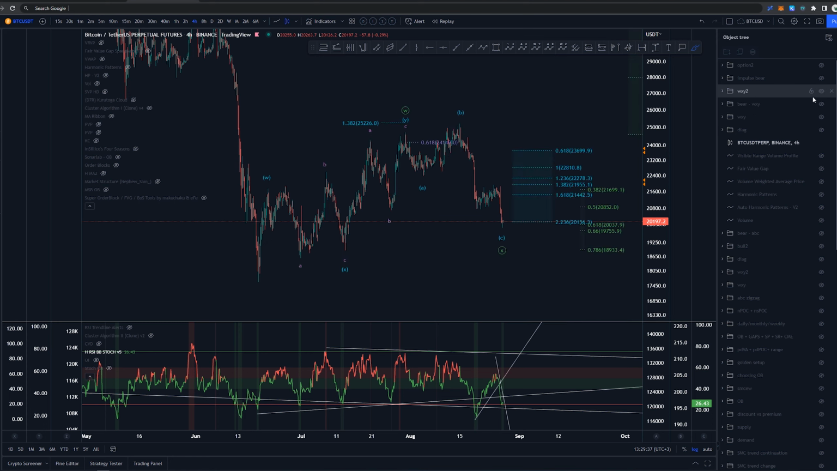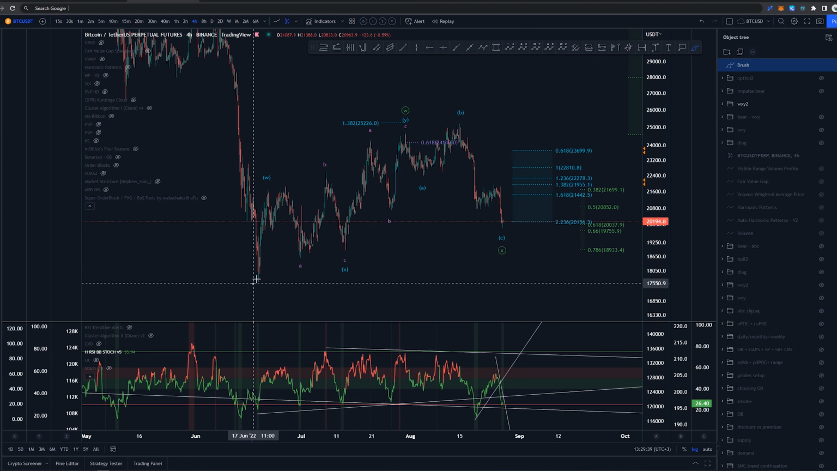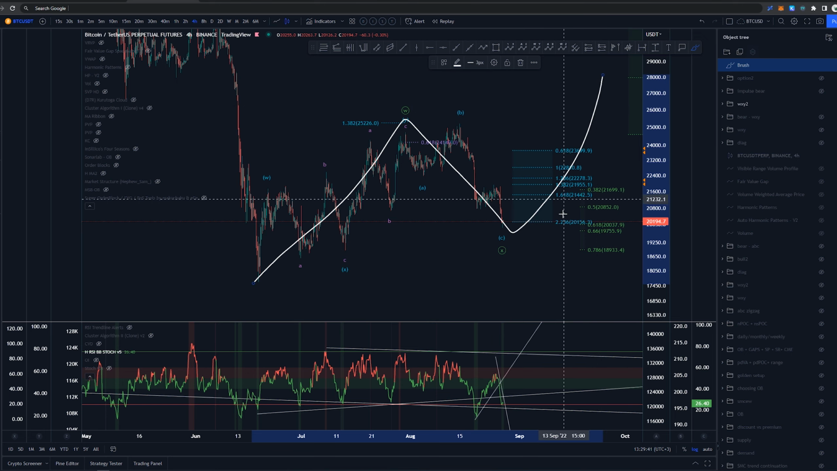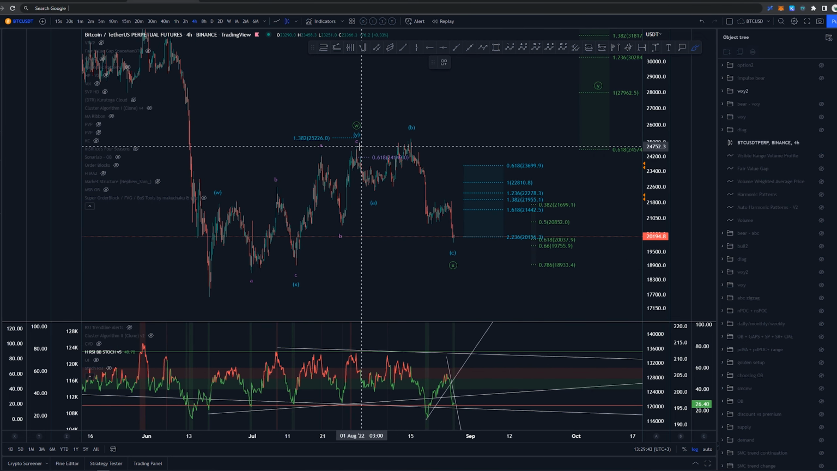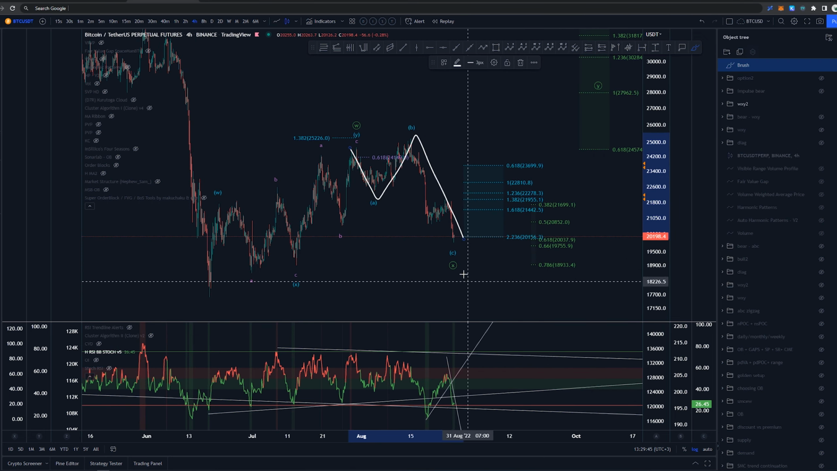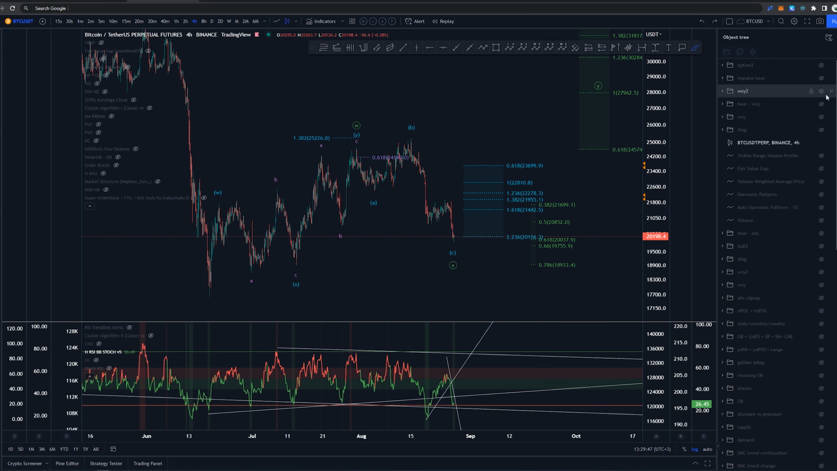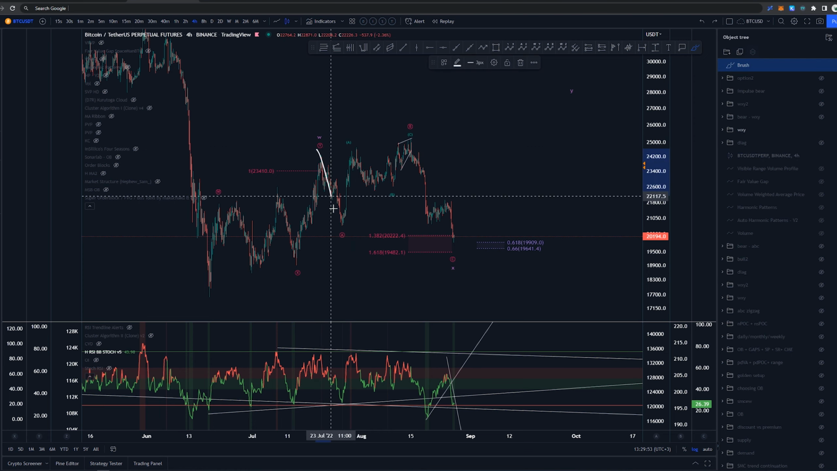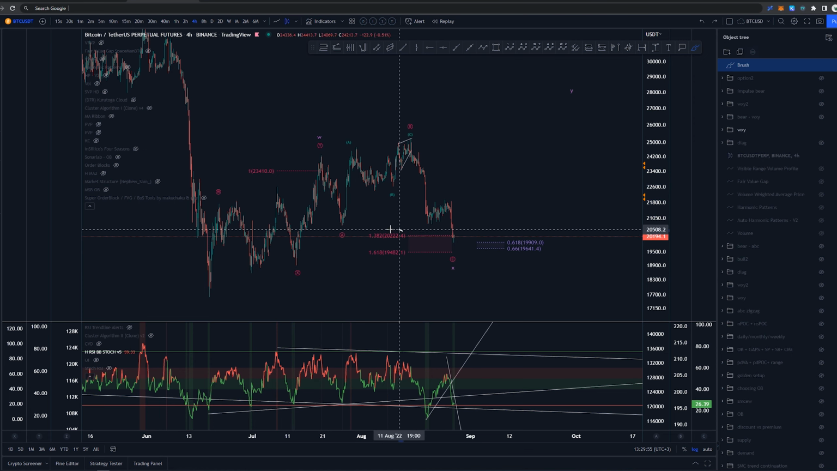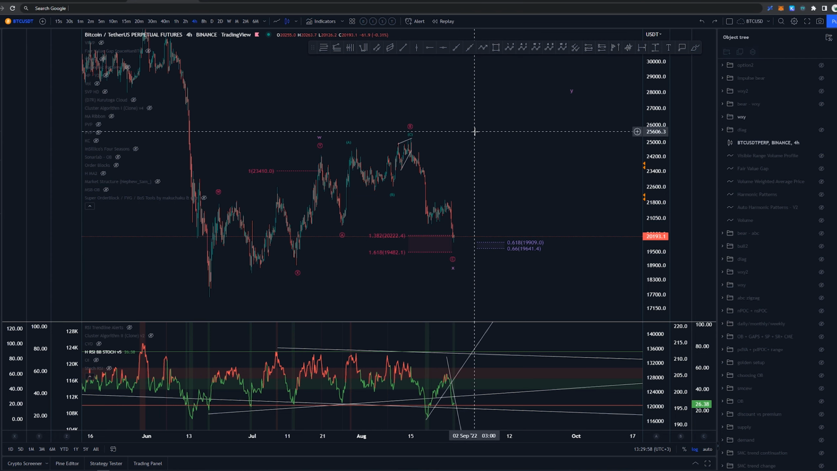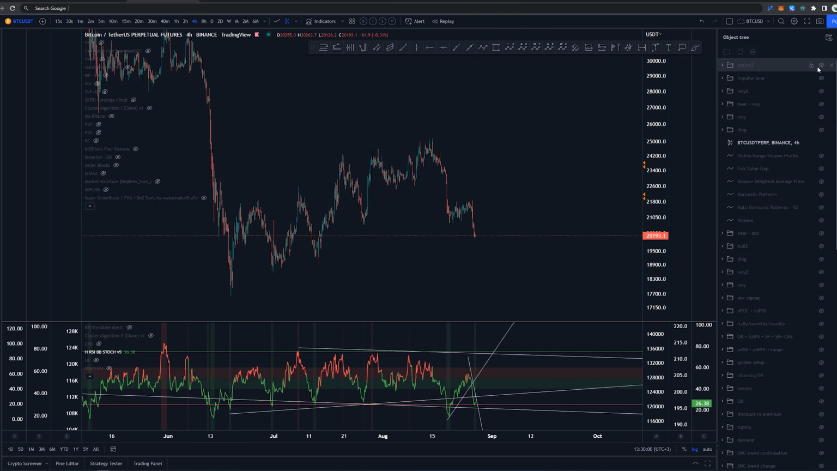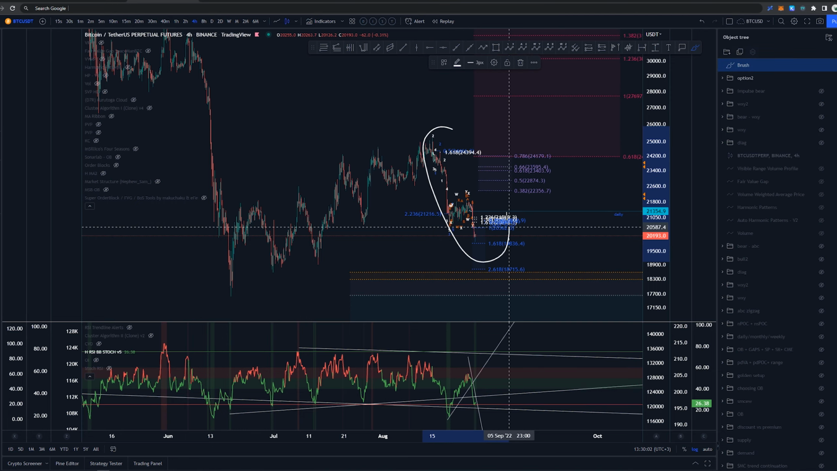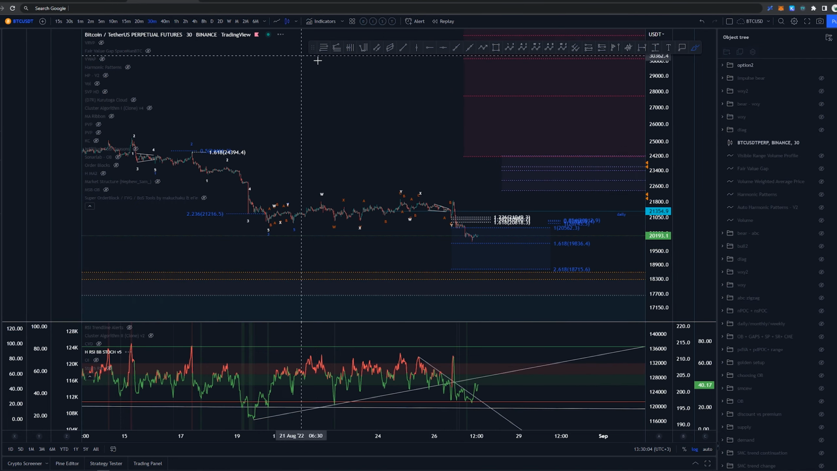The other idea that I had shown you before was that we had W, X, and then looking for that wave Y here. But again, this ABC has already gone a bit too long, so that's why I prefer this idea where the wave W would be here instead of here. So we don't have that extreme extension here for the C wave, right? Hopefully that makes sense.